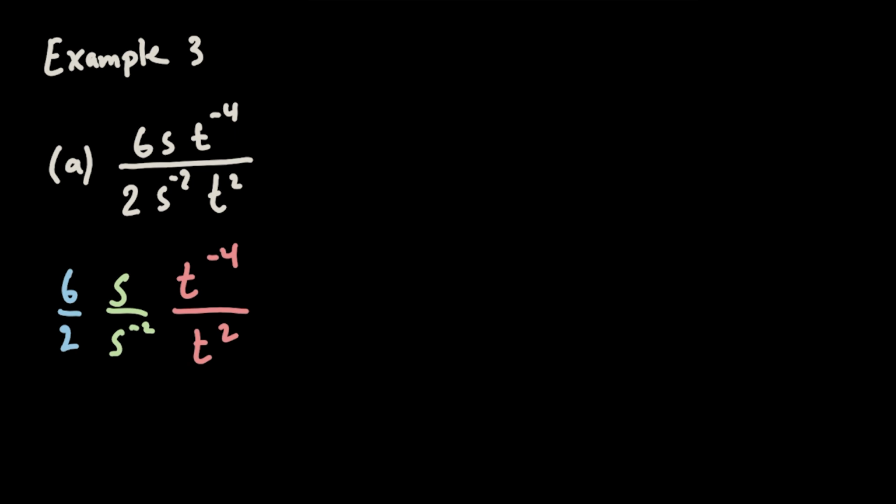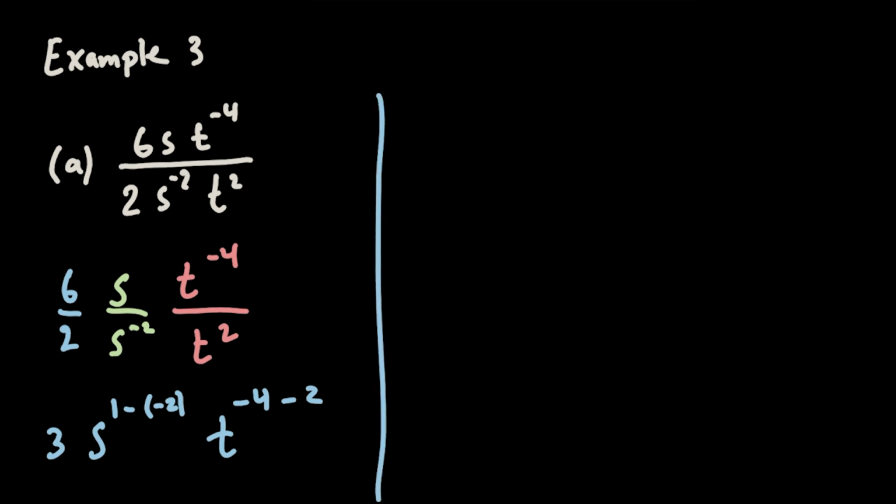So let's solve it now. We are just making the problem easier for us. So 6 over 2 is nothing but 3, s to the power 1 over s to the power minus 2, so we'll just subtract the powers. So here we have s to the power 1 minus 2, and here we'll have t to the power minus 4 minus 2. Why? Because we have a division, so we have to subtract.